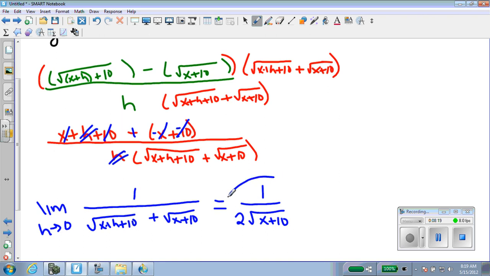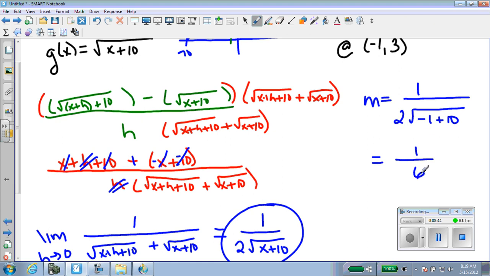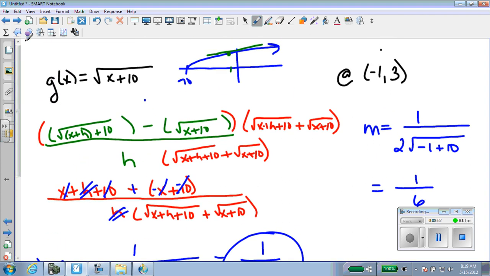So that's my formula for slope at any point along the graph. So we're looking at the point negative 1, 3. So the slope is going to be 1 over 2 square root of negative 1 plus 10. So 1 over 2 times the square root of 9, 2 times 3, 6. So the slope at the point negative 1, 3 is 1/6. So a positive slope, but shallow.